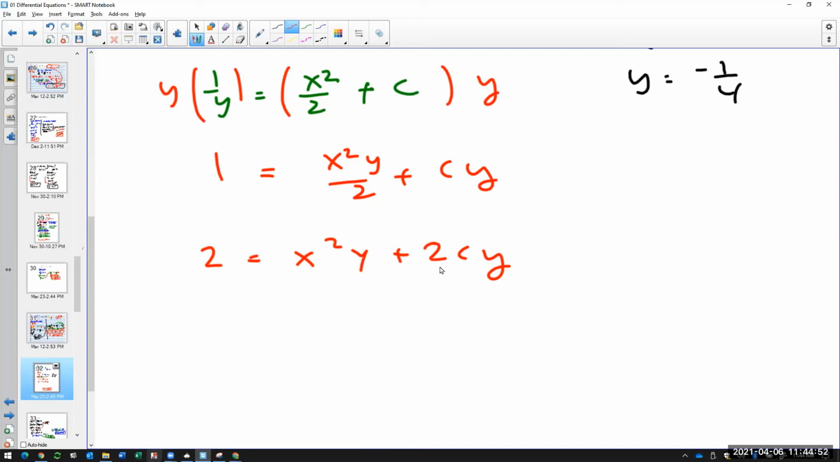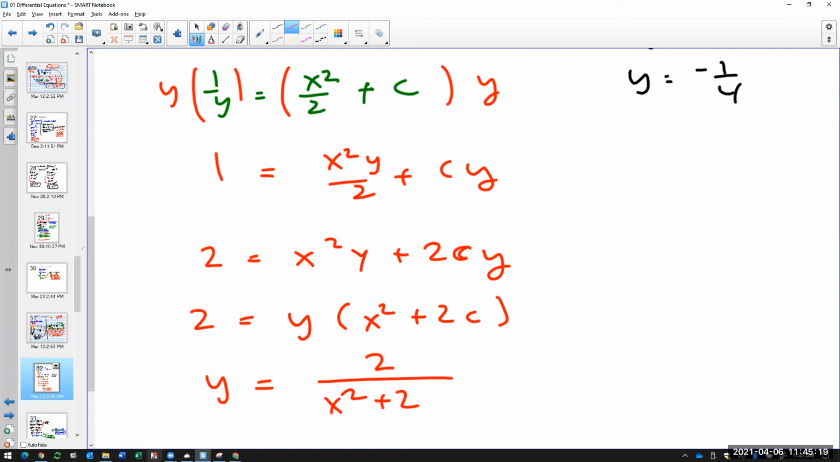And then y, if I solve for y, you could change this constant to another constant here, but there's a lot of things going on here. So what I'm going to do is I'm just going to factor out the y. You guys good? I'm just going to factor out the y. Okay. And then I'm going to solve for y. So y is equal to, divide both sides by this thing right here, x squared plus 2c. So y is equal to 2 over x squared plus 2c.